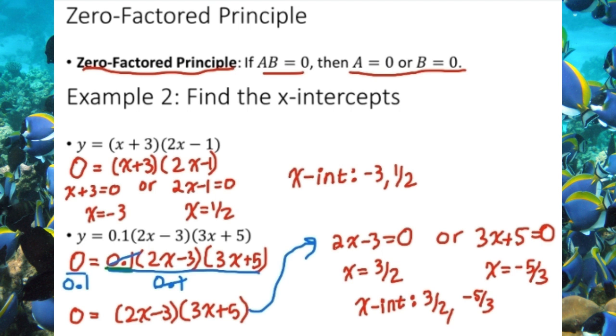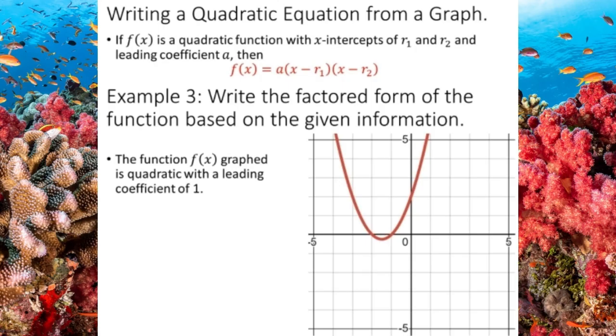So the x-intercepts of y equals 0.1 times 2x minus 3 times 3x plus 5 is 3/2 and -5/3. If we know the x-intercepts of a quadratic equation, we can form a quadratic function to help us model that graph. If f of x is a quadratic function with x-intercepts of r1 and r2 and a leading coefficient of a, then f of x equals a times x minus r sub 1 times x minus r sub 2.